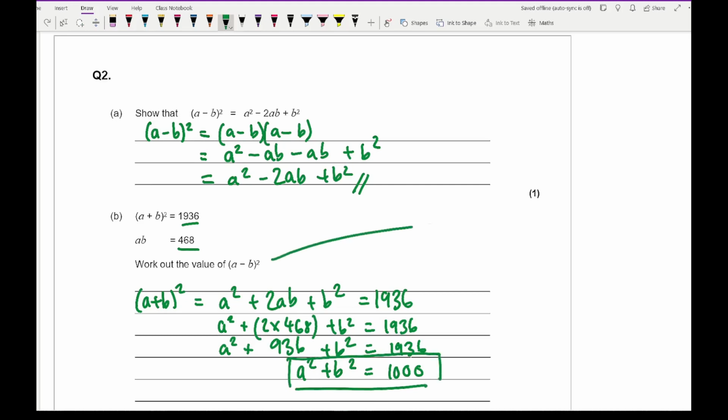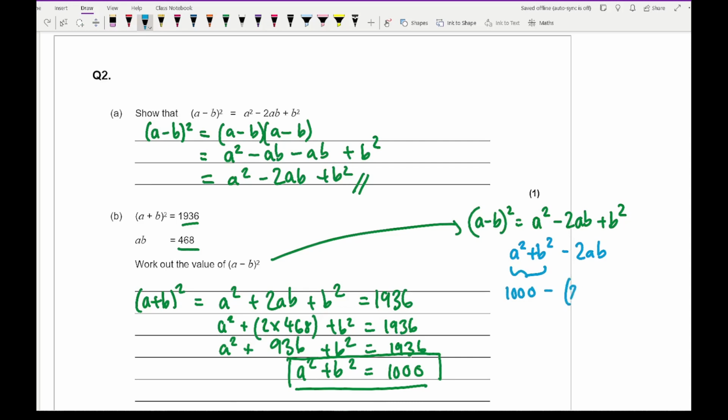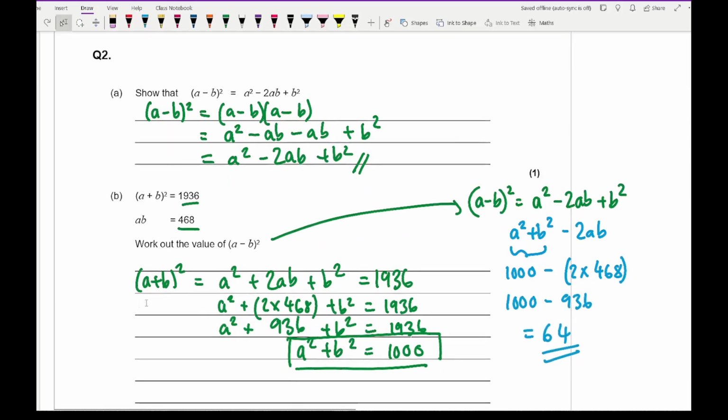Then if I look at this expression of a minus b squared, well, from part A, I know that's equal to a squared minus 2ab plus b squared. So from this, if I rearrange it, I've got a squared plus b squared minus 2ab. Well, this I know is 1000 minus 2 lots of 468, so it's going to be 1000 minus 936, which leaves me with an answer of 64.